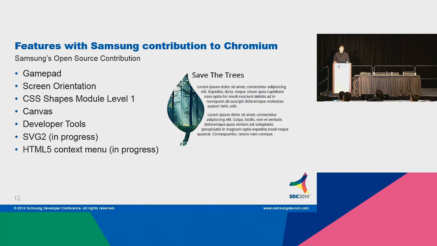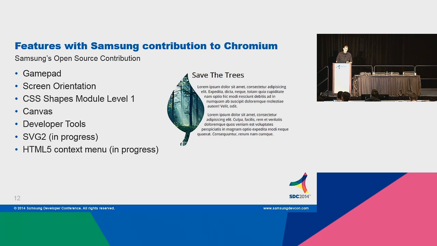Gamepad and screen orientation is quite important for gaming, and we felt that we really need to move the gaming side of things forward in the web. Canvas is also in that category. CSS shapes enables magazine style layout, like you can see on the slide. Essentially, the text can nicely curve around an image, and you can just do this now with a few lines of CSS. You don't have to do any JavaScript magic, which also means it's performing very well.